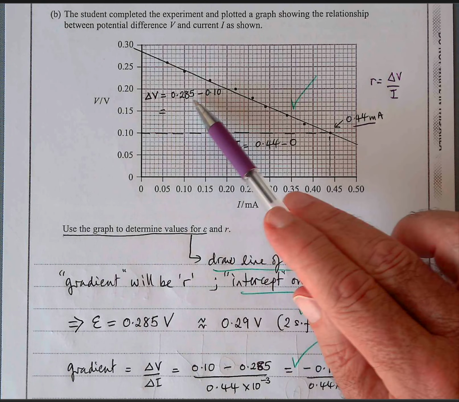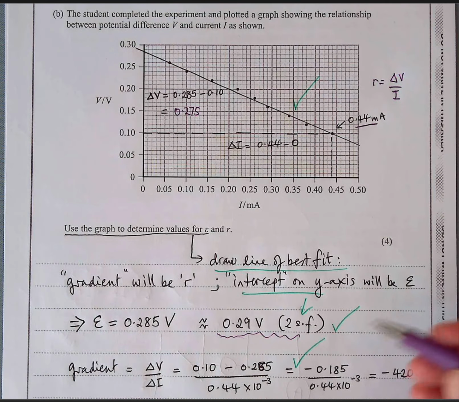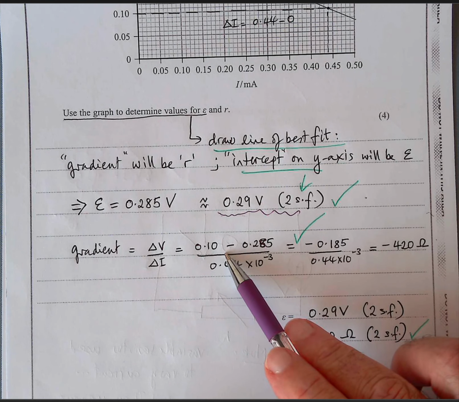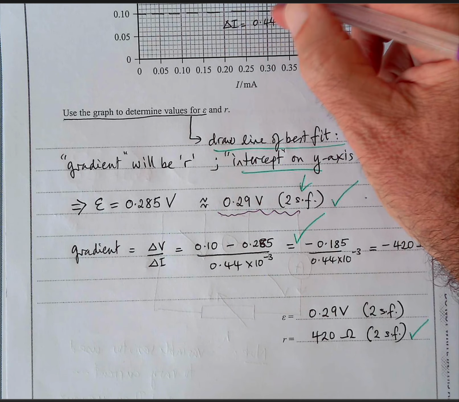Okay, so draw the line of best fit, 1 mark. Intercept on the y-axis to 2 significant figures, 0.285 can be rounded up, so you get a mark for that. And then for the gradient, show it clearly on your graph. It will give you a negative value, because the gradient is going down, minus 185. Sorry, I've done it the wrong way around. We should have done it the other way around.